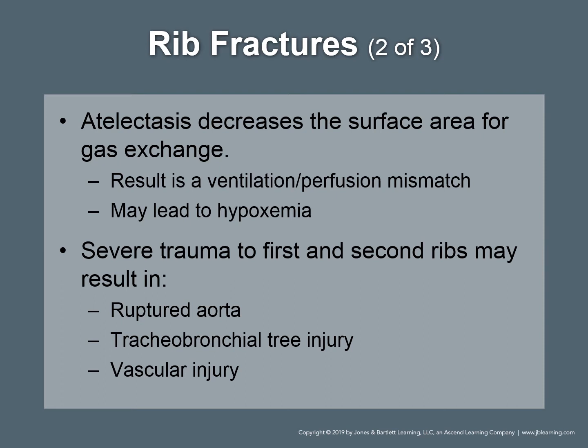Severe trauma to the first and second rib may result in a ruptured aorta. Your aortic arch is up there around your second rib. Ruptured aorta typically does not have a good outcome. Tracheobronchial tree injury is where those airways are just ruptured, and then vascular injury is where you have the vasculature.